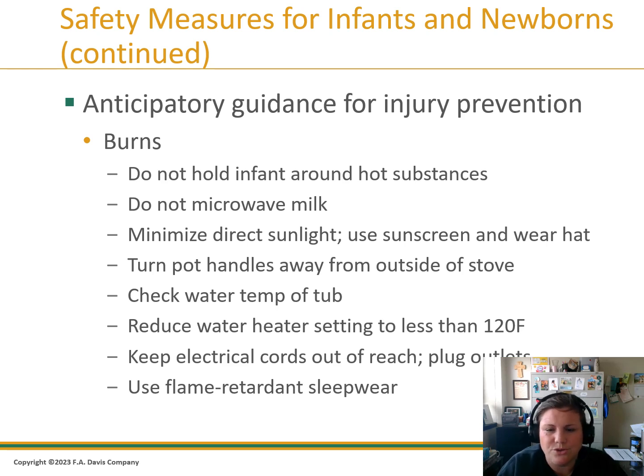Water heaters should be set to less than 120. Electrical cords should be kept out of reach. You should put protection plugs in outlets so that they can't stick their fingers in them. And babies should sleep in flame retardant sleepwear.